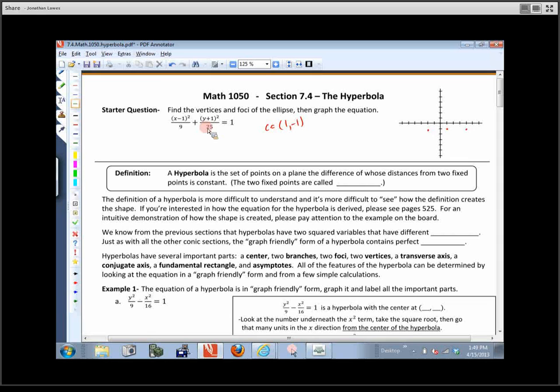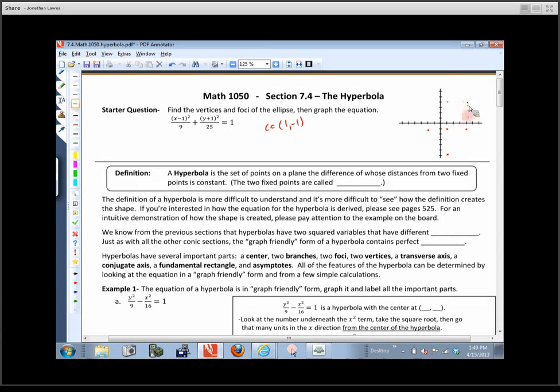And underneath the y is a 25. So in the y direction, we're going to go 5 units. So that's going to put us here and down 1, 2, 3, 4, 5. So down here. And then I said you could do something else just to make sure you got it right. 1, 2, 3, 4. Yep.